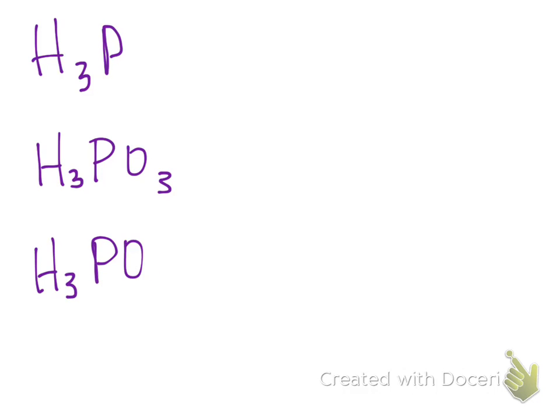So I'm going to say H3P, H3PO3, and H3PO4. All of these are different acids, so I want the names for each of these acids. The way we determine how we name it is we figure out what anion it comes from. So if I donate my hydrogens, that would be 3 hydrogens, and it would leave me with P minus 3. So what anion is this? Phosphide.